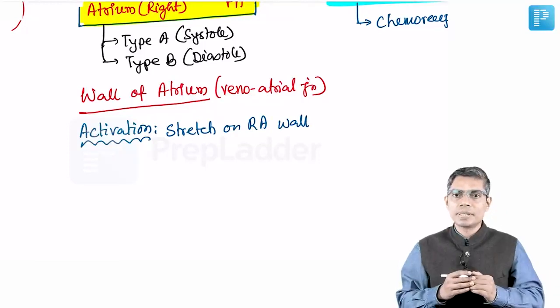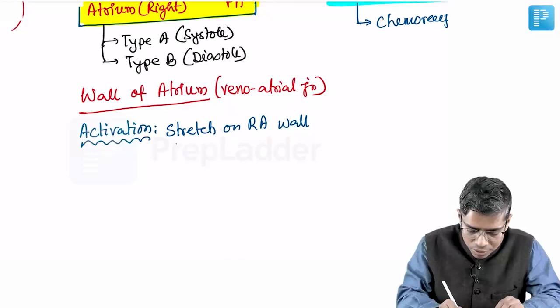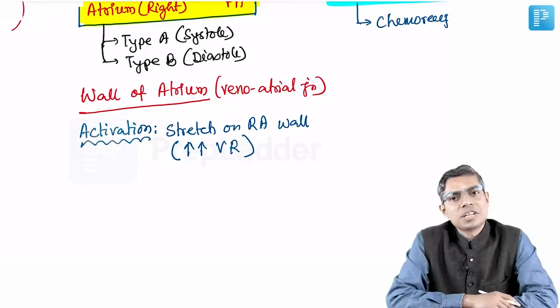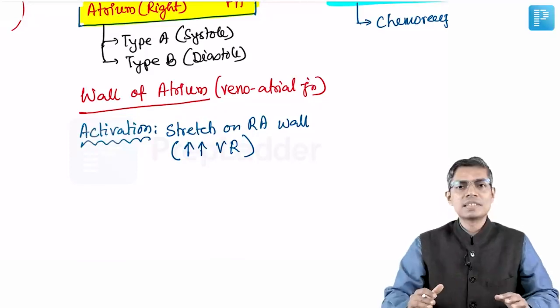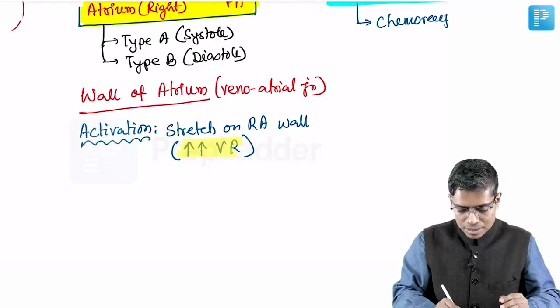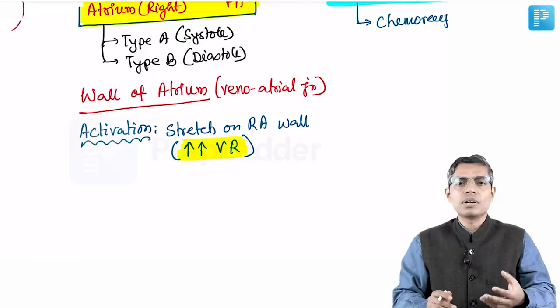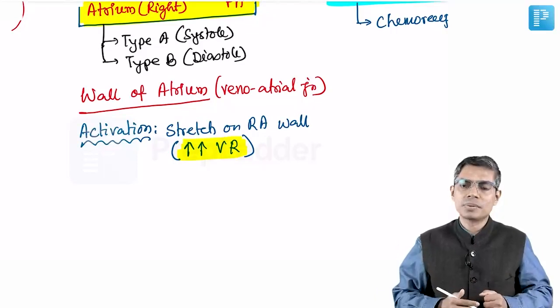How is the stretch going to happen? Stretch is only going to happen if there is increased venous return. So in any condition where the venous return to the right atrium is high, that is going to cause a stretch on the right atrium, and that will activate the low pressure baroreceptor. That's why this receptor is known as the volume receptor, because whenever your volume is high, for example if you have given an infusion of 500 ml blood to a person, the venous return will be high. This right atrium will be stretched and this low pressure baroreceptor will be activated.